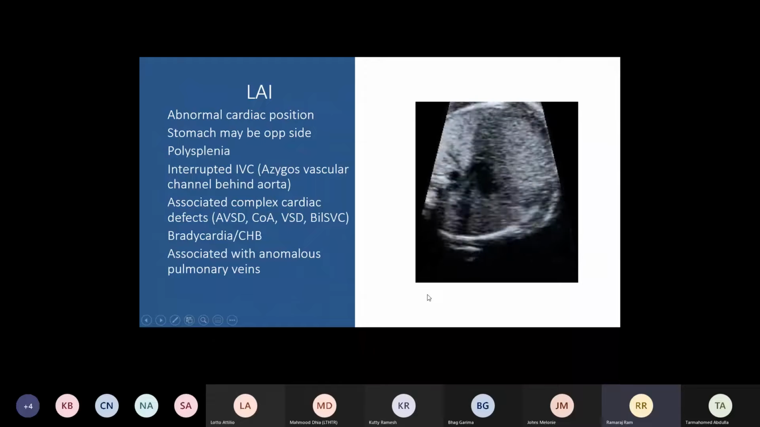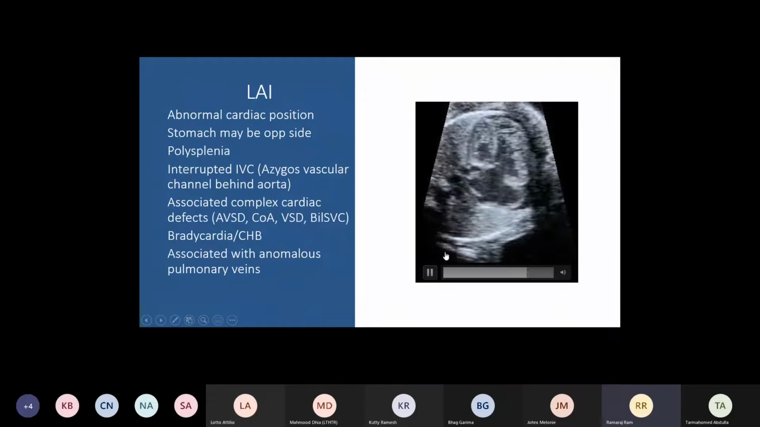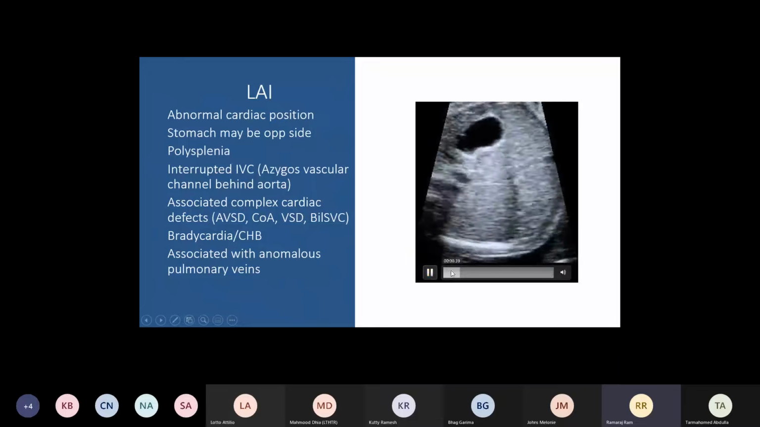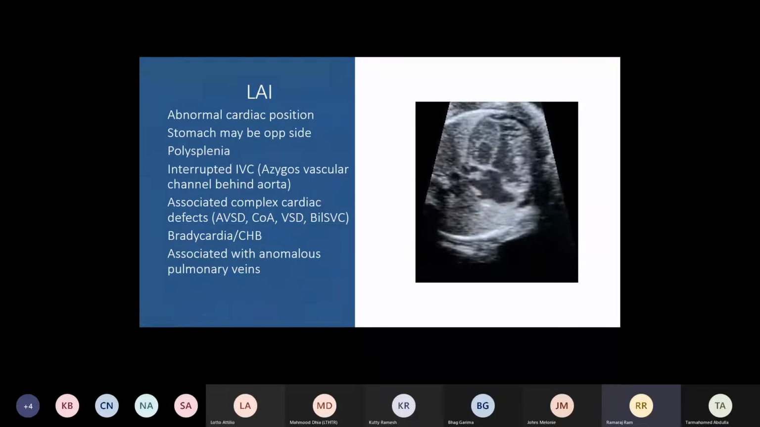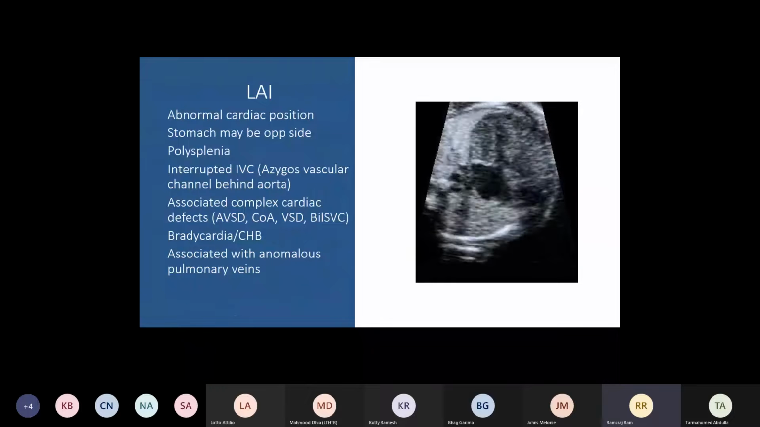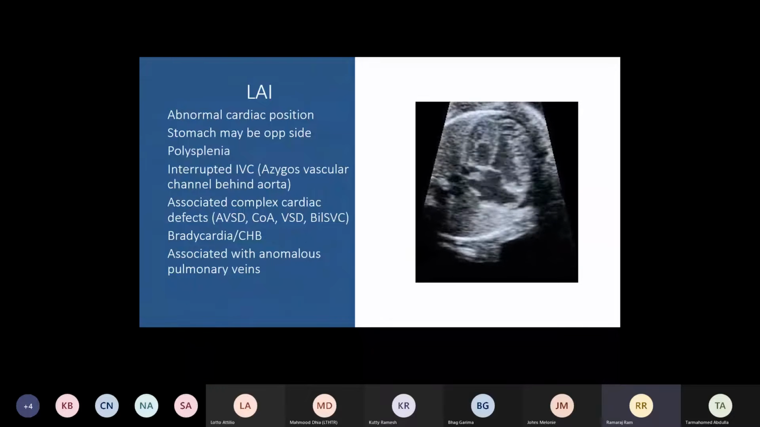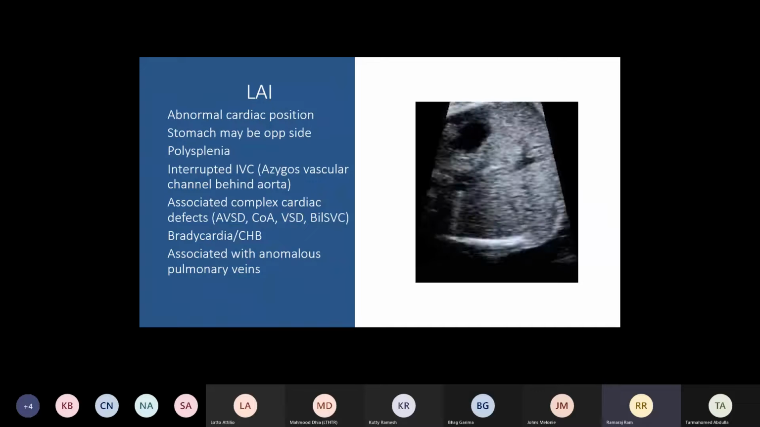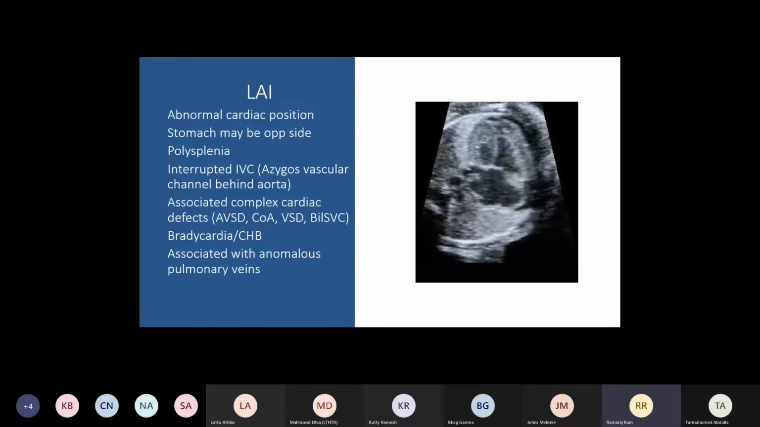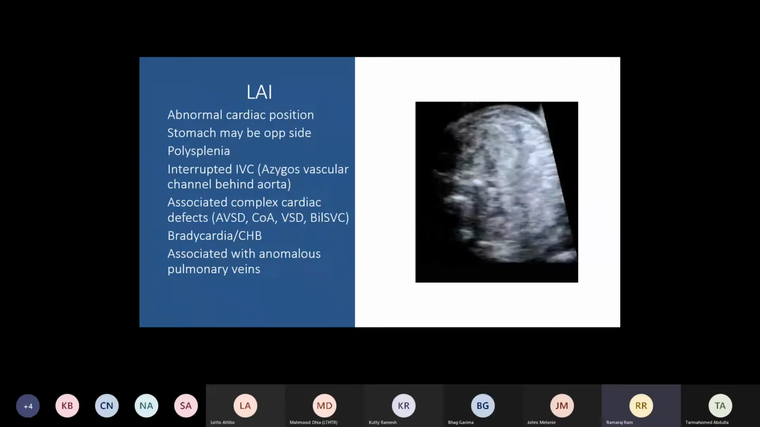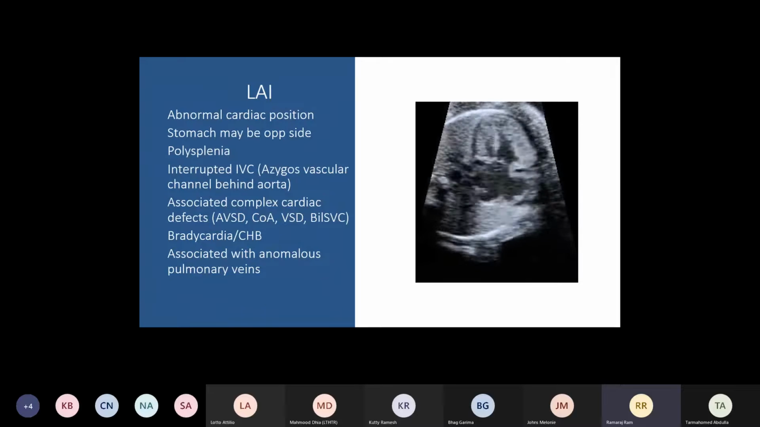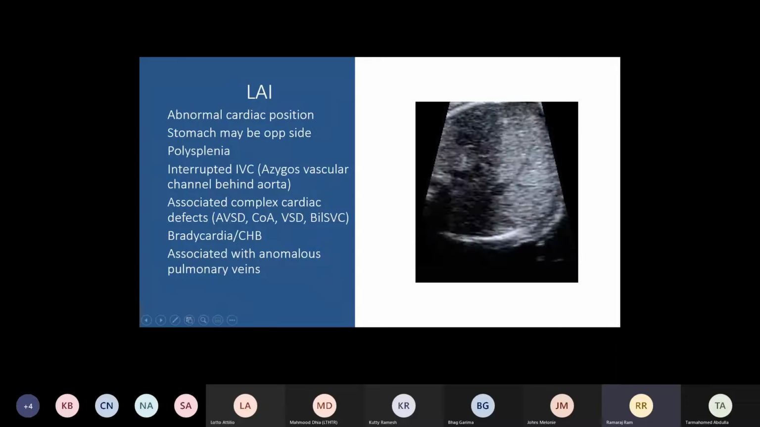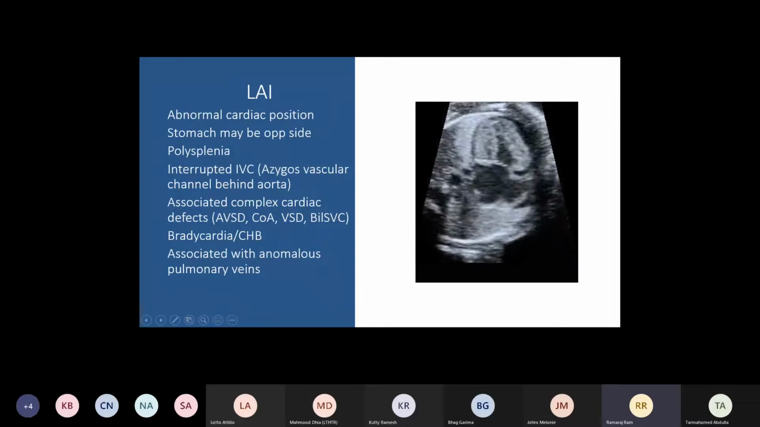So an example, as we talked before, you can see the situs view shows abnormal azygos as well as your abdominal aorta, both on the left side, and you've got a heart block and cardiomyopathy. So this is a left atrial isomerism, interrupted IVC scenario. Again, heart block, hydrops, pericardial effusion, early gestation, they're all poor prognostic signs in this association.